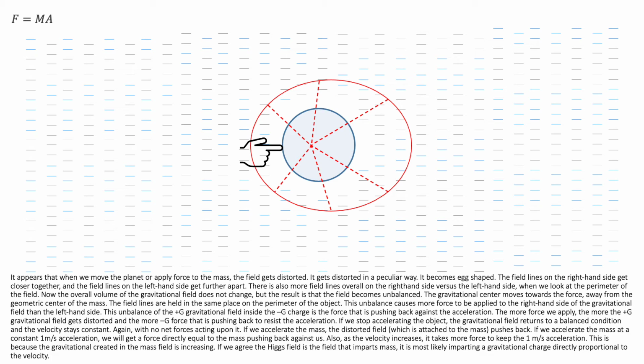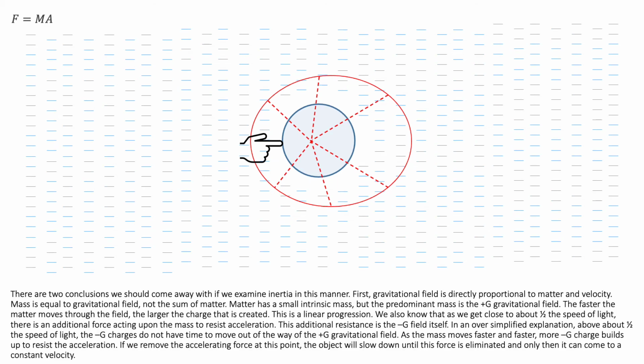If we agree that Higgs field is the field that imparts mass, it is most likely imparting a gravitational charge directly proportional to the velocity. There are two conclusions we should come away with if we examine inertia in this manner. First, gravitational field is directly proportional to matter and velocity.